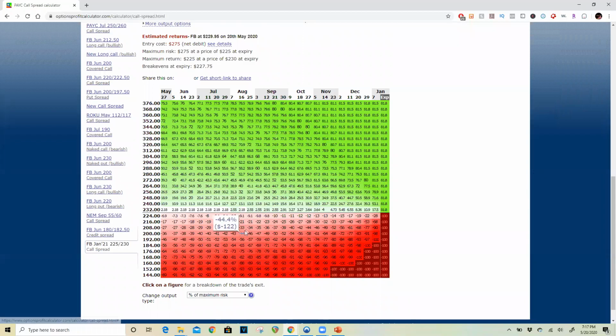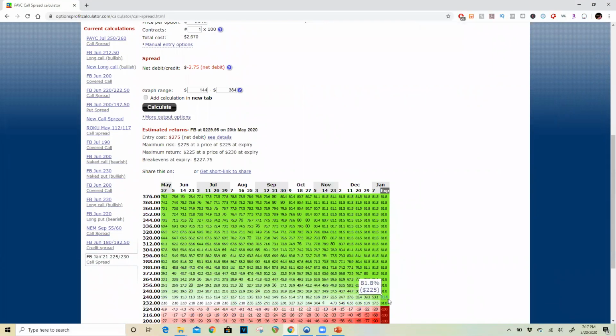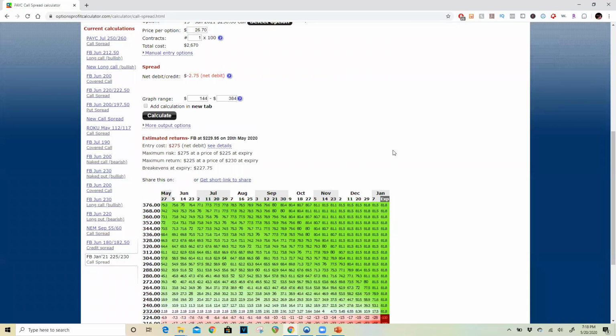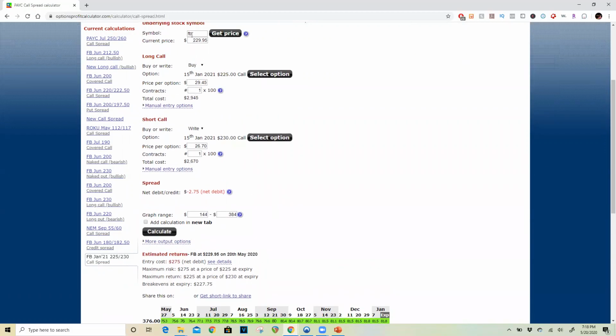Now look at that. So as long as the price stays above the break-even price of $227.75, which is below what it is trading at currently, you make an 81.8% profit. Okay, that's really the beauty of debit spreads. That's how I really have been outperforming the market, because you pay so little to get a much higher reward. Okay, think about it. If you pay $275 for Facebook, you would just get one share out of it.